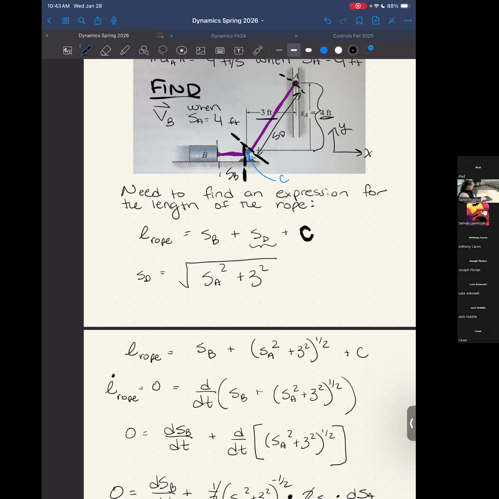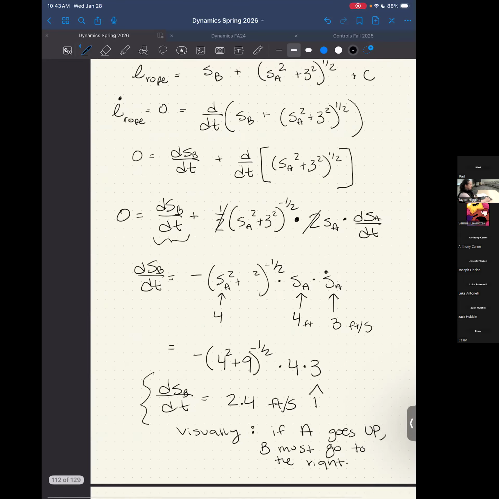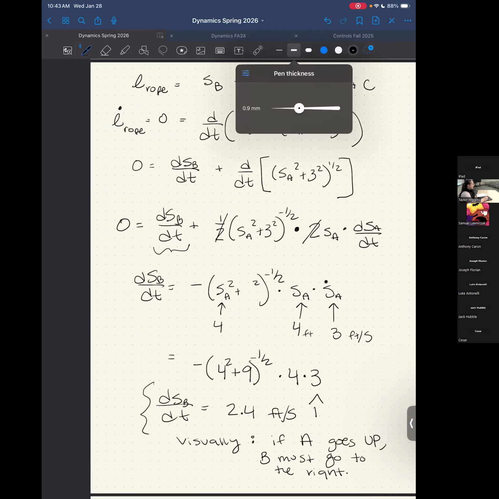Great question. So we're not doing acceleration for this one. Because it got really gross and I don't want to do it. We don't have time.